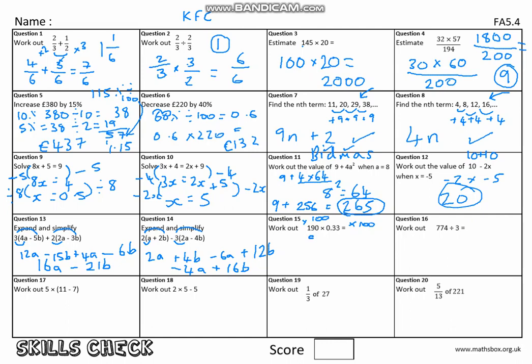So that gives me 19,000 times 33. Okay, so 3 times 0 is 0. 3 times 0 is 0. 3 times 0 is 0. 3 times 9 is 27.